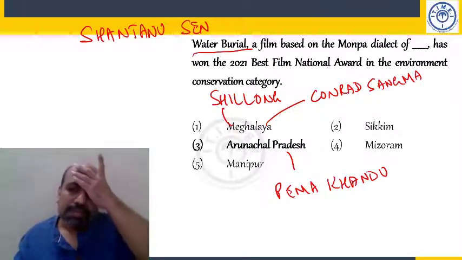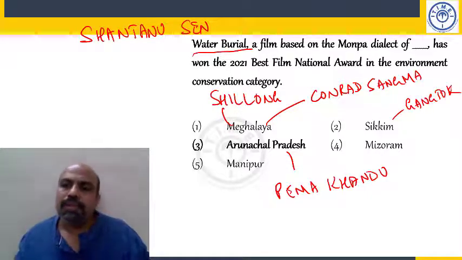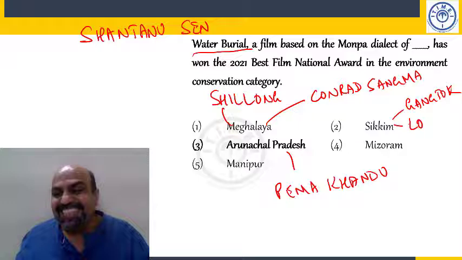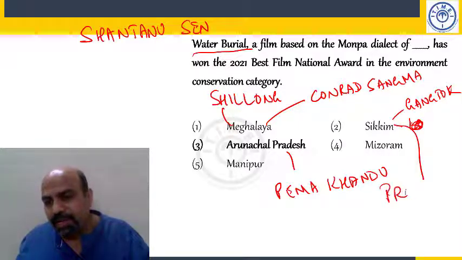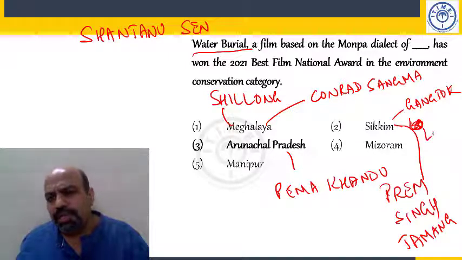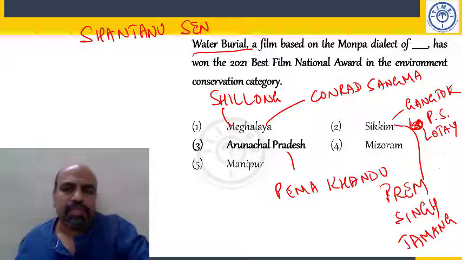Sikkim's capital is Gangtok. India's smallest state by population, Sikkim. The chief minister is a guy called Prem Singh Tamang. In some places you will find his name as Lote Shering, so P.S. Lote. That's also the other name of this person.